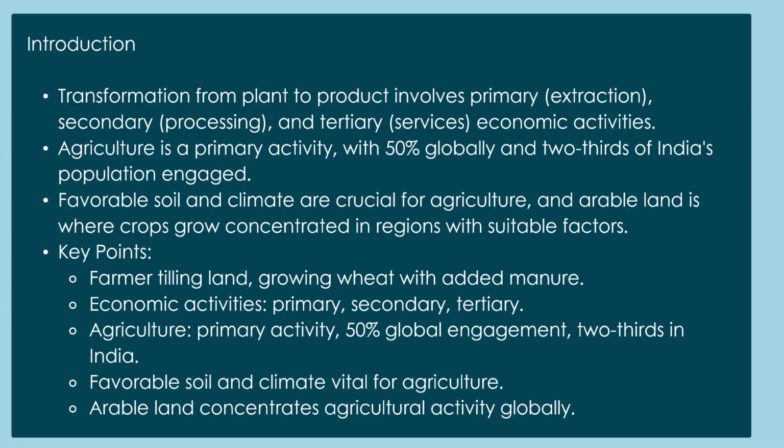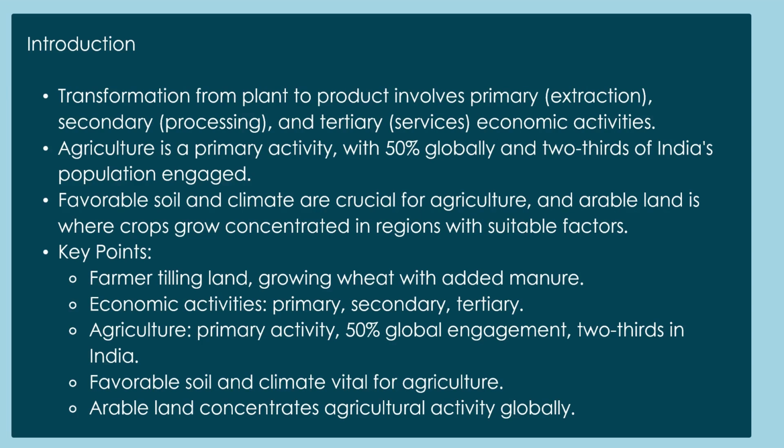Introduction. Transformation from plant to product involves primary extraction, secondary processing and tertiary services economic activities. Agriculture is a primary activity with 50% of people globally and two-thirds of India's population engaged. Favorable soil and climate are crucial for agriculture, and arable land is where crops grow, concentrated in regions with suitable factors. So let's go through what are the key points.